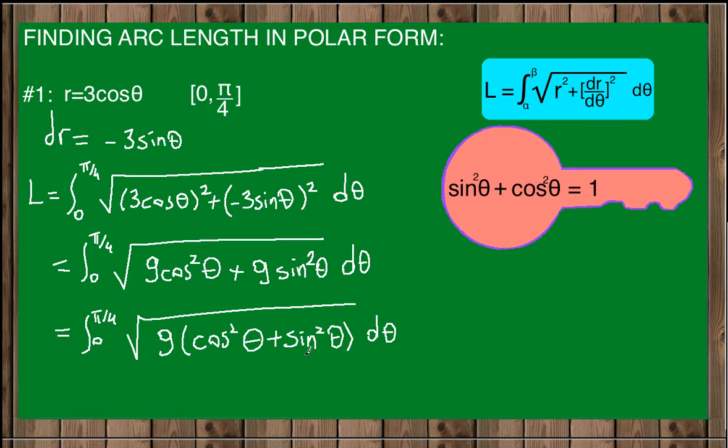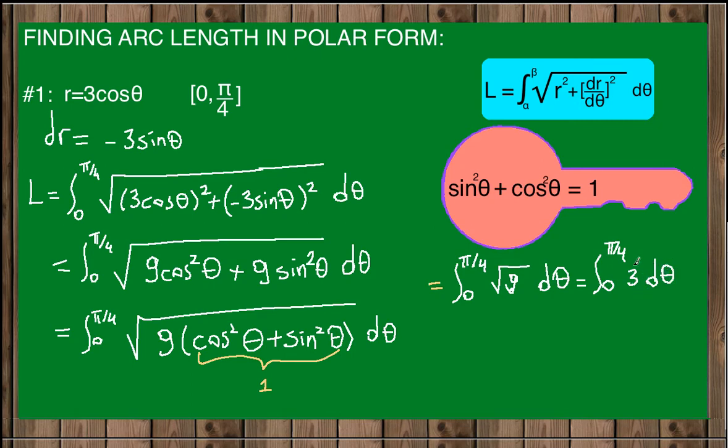This is our Pythagorean identity. Sine squared theta plus cosine squared theta equals 1. So this quantity equals 1. 9 times 1 is 9. So let's continue here. Integration from 0 to pi over 4 square root of 9 d theta. 9 goes out of the radical sign as 3, so integration from 0 to pi over 4 of 3 d theta.